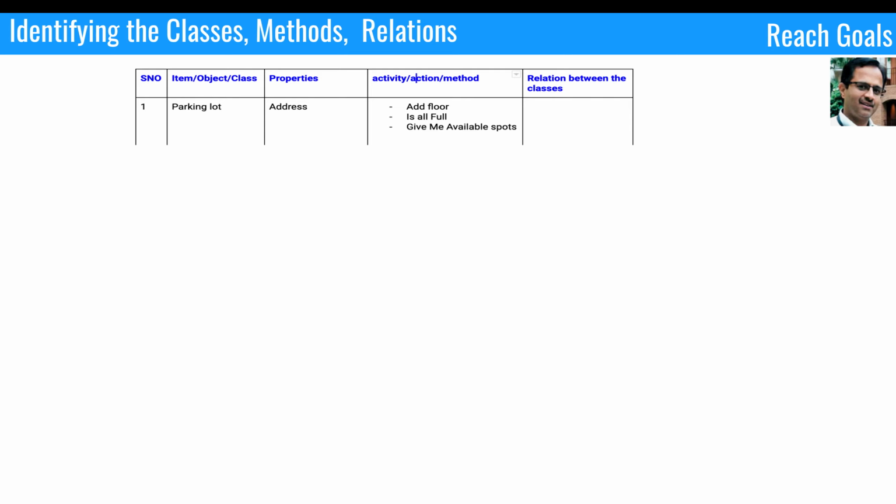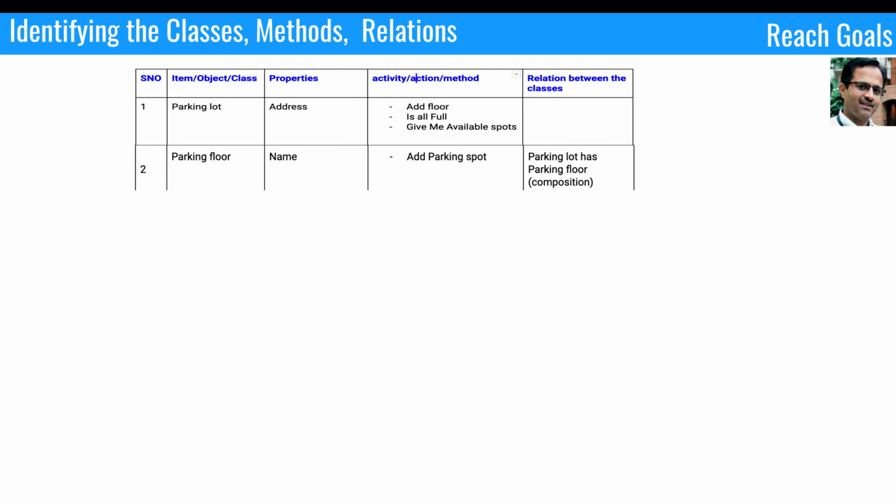So if you look at the table on the screen, you have a serial number, and there is an object or a class, which is parking lot. Then you have properties, which is an address for a parking lot. And you also have some actions within the parking lot. That is add floor, is all full, give me available spots, etc.